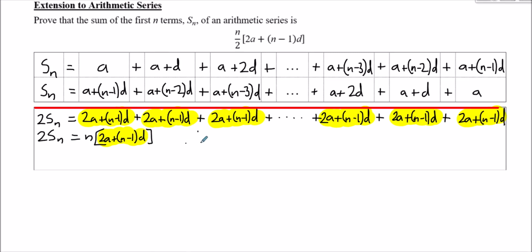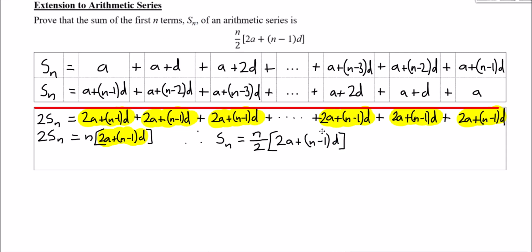So therefore, Sn, the sum of the first n terms of any arithmetic series, is the number of terms divided by 2 multiplied by 2 lots of the first term plus n minus 1 multiplied by the common difference between successive terms in the sequence.